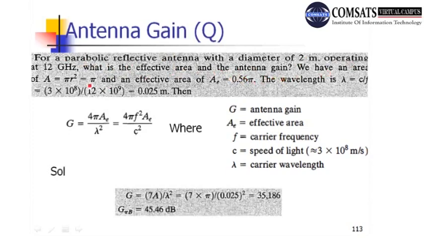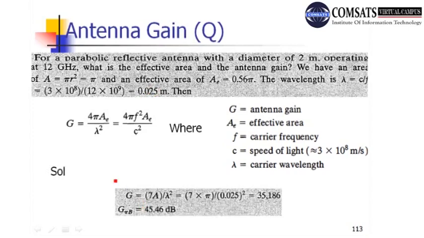So we have an area of pi r square. The diameter is 2, so r is 1, and we are left with pi, that is the area. Now we have to calculate the effective area, and that is 0.56 pi. The relation for wavelength is lambda is equal to c over f, so the wavelength becomes 0.025 m, right?